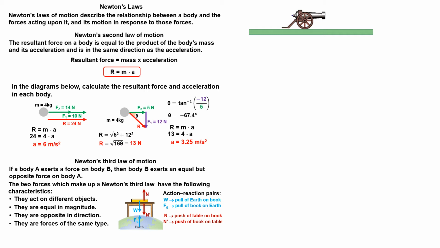The second law states that the acceleration of any object depends inversely upon its mass. As the mass of the cannon is very large compared to the cannonball, the acceleration of the cannon will be very much less than that of the cannonball.